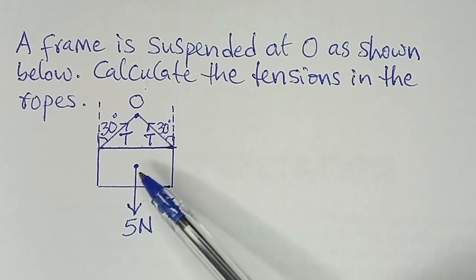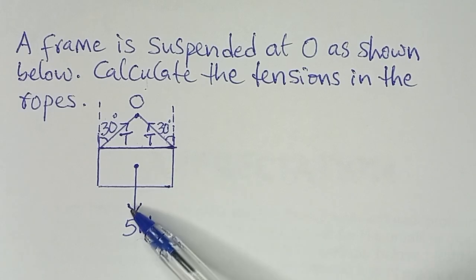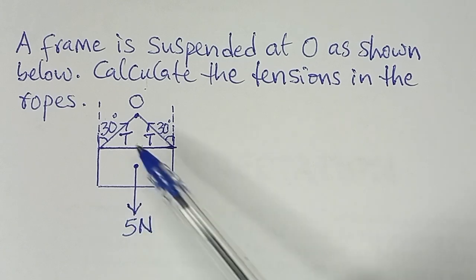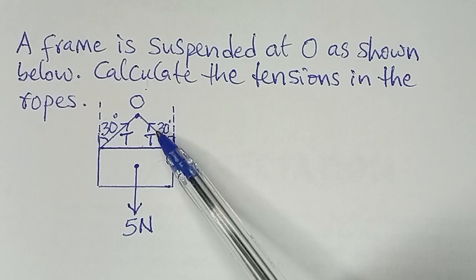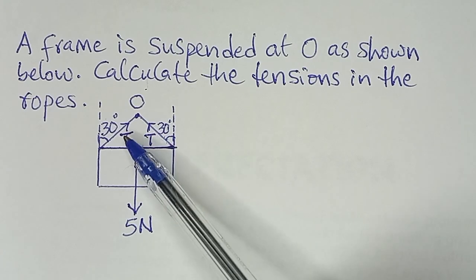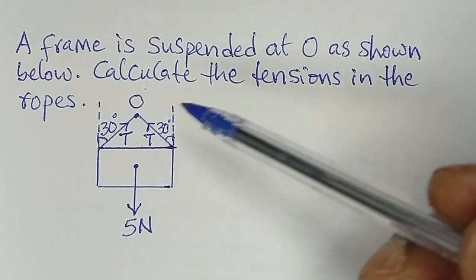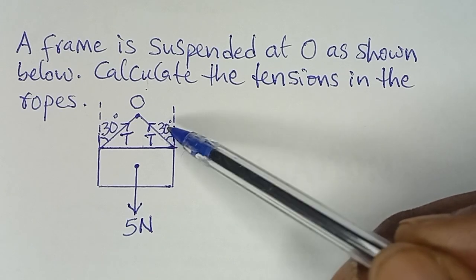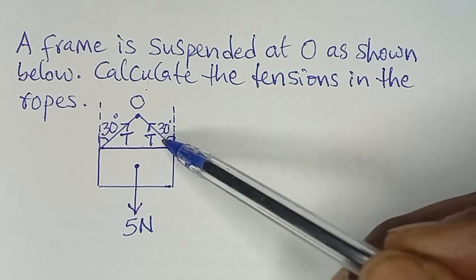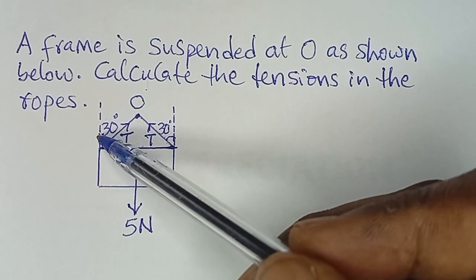Now, for us to find the downward force is already simple here. We can see that this is 5 Newton acting downward. So this is the only force acting downward, 5 Newton. But we can find the resultant upward forces for these two ropes. Now, don't forget that this is a 30 degree angle to the vertical, and this is also a vertical angle.